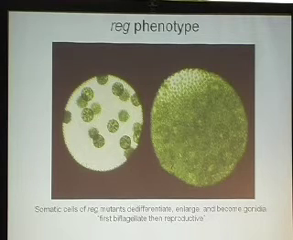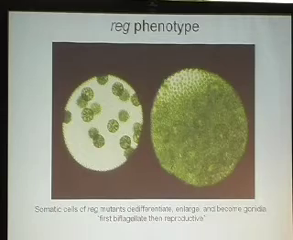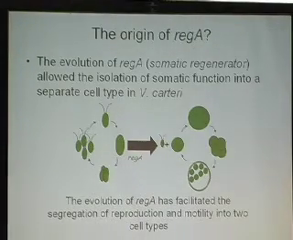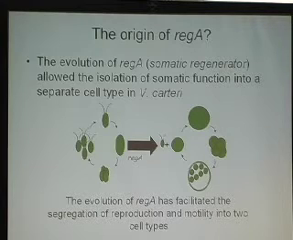So this is sort of reminiscent of what we consider to be an ancestral developmental program in which cells are first biflagellate and then reproductive. So we have identified the gene that's responsible for this phenotype, and that's Reg A, for somatic regenerator. And we believe that Reg A has evolved in Volvox, and what it's allowed it to do is take a certain cell type and set apart that cell type for a particular function, in this case, the somatic function.